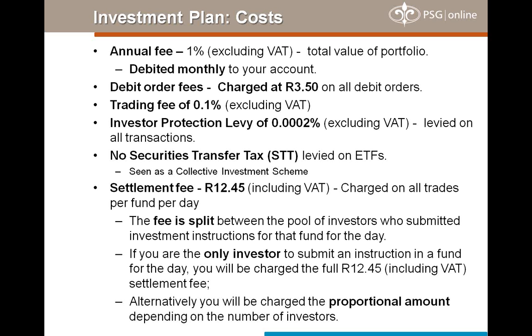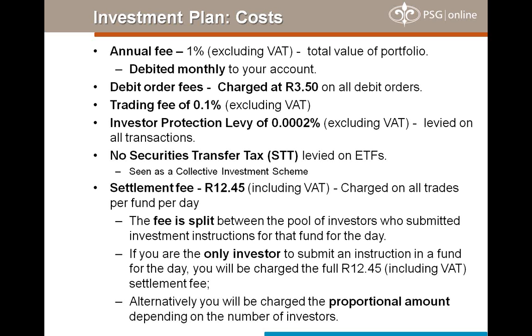Remember, with normal shares, 0.25% of your exposure is a government levy, a form of tax that you pay. So with ETPs, that's one of the advantages. When it comes to the investment plan, with regards to the settlement fee, there's a $12.45 settlement fee. This is what they call the straight settlement fee. It's charged on all trades per fund per day.